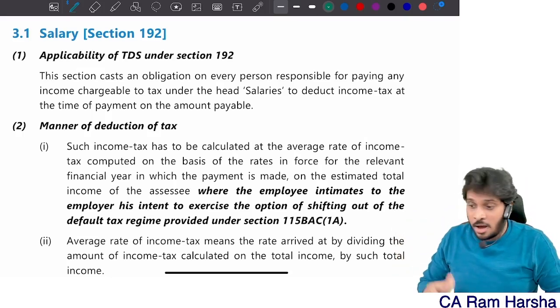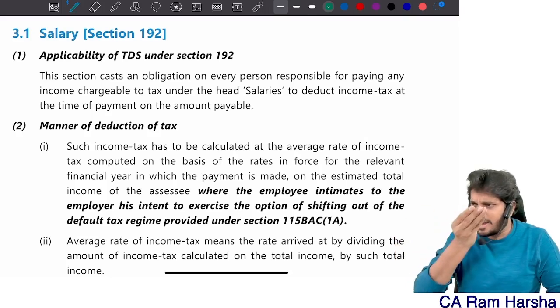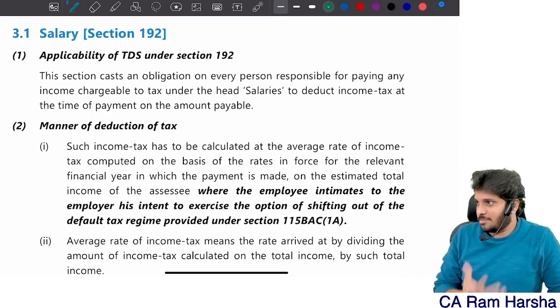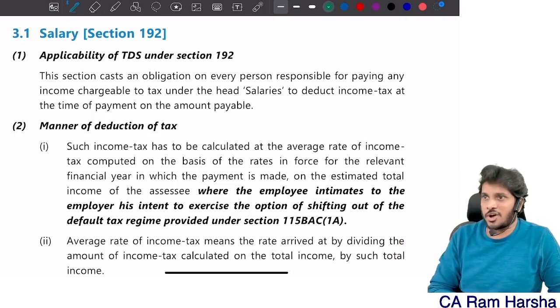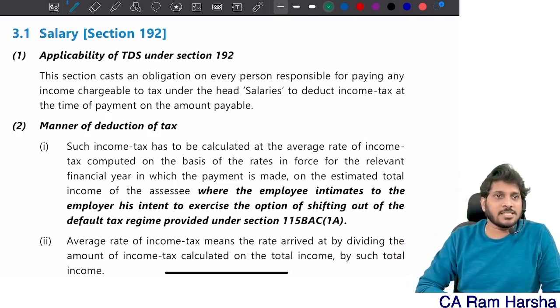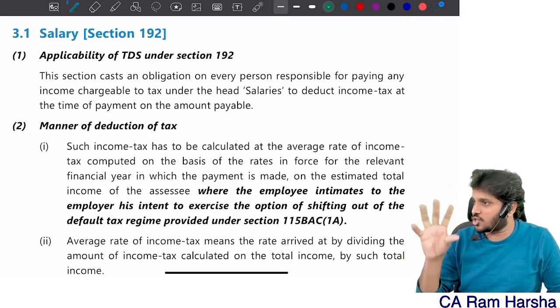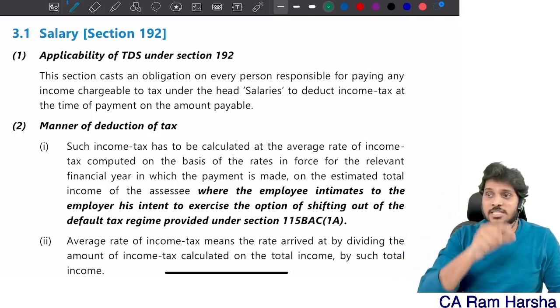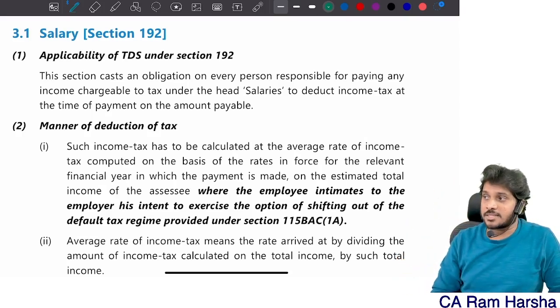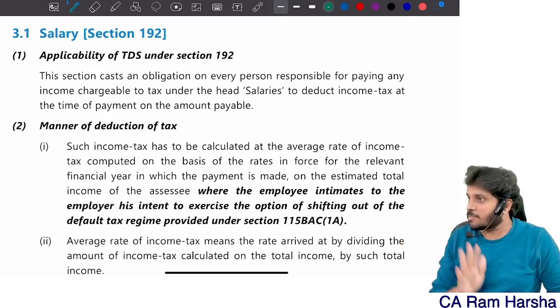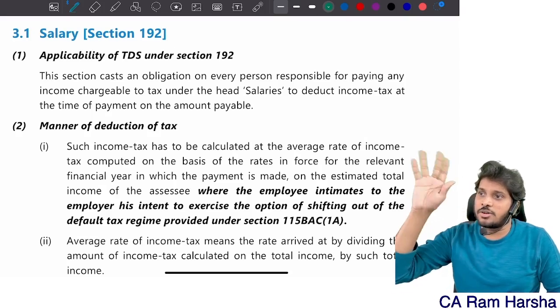In reality, I will not wait up to 31st March. I know how much package my employee is getting, because I'm the company and I know his employment contract. Based on the package details, I will compute all the deductions and all the salary components. I will ask him, are you going for the default tax regime or the optional tax regime? If he replies, I will choose that option. Suppose the employee did not reply properly, I will apply the default tax regime.